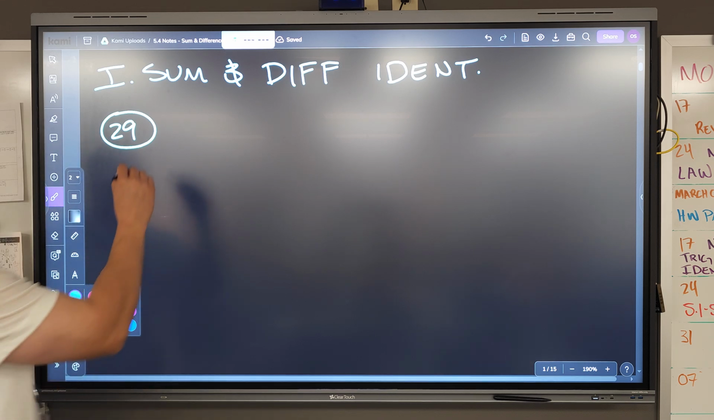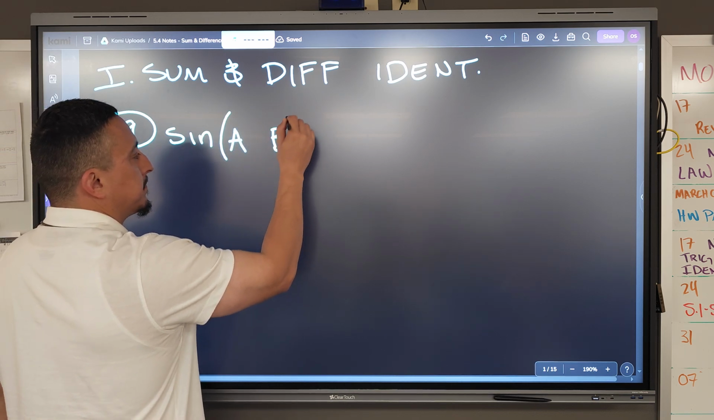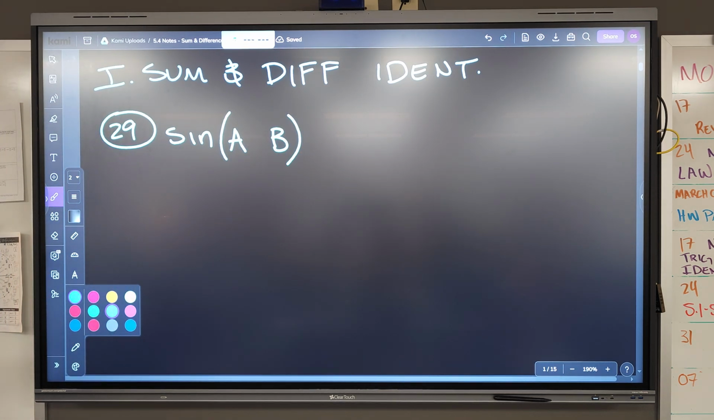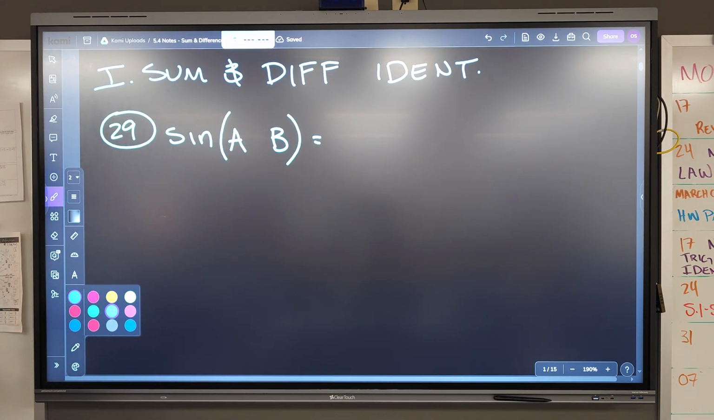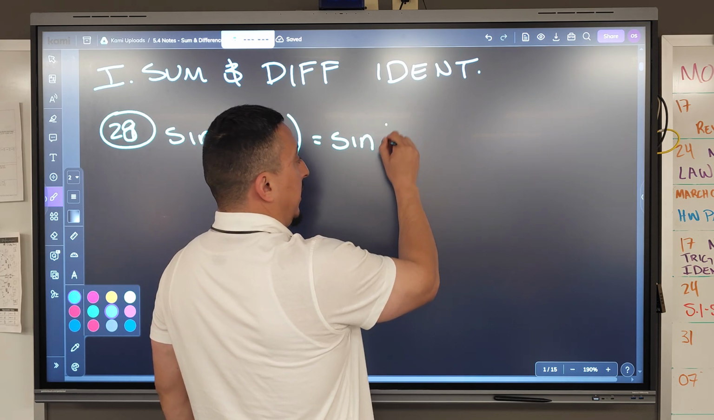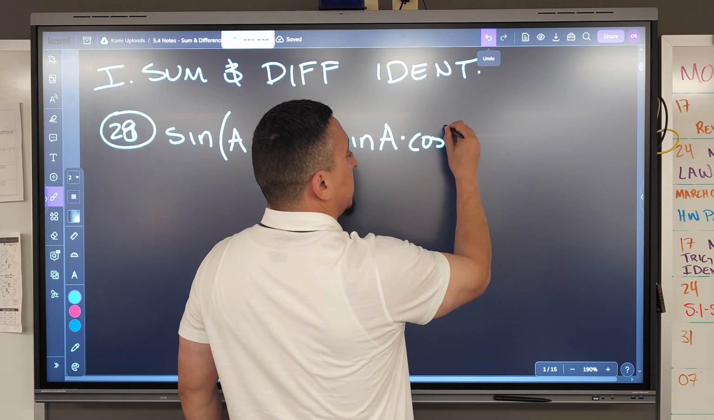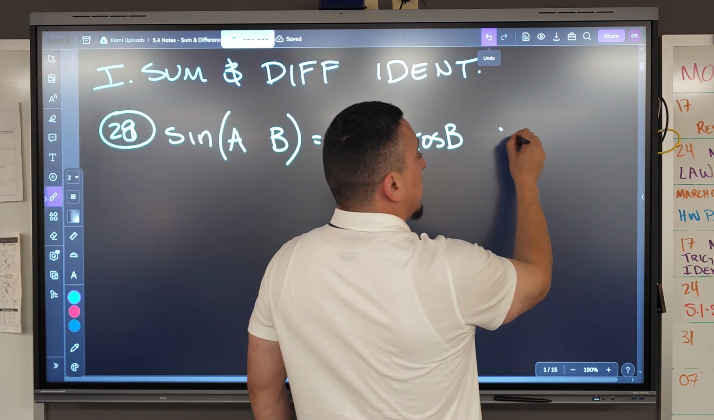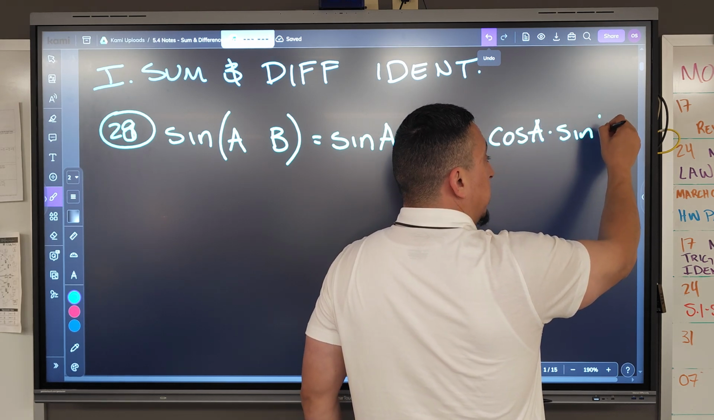Okay, so if I have the sine of A and B, if you write them as I do, then I'll explain the stuff as I write, so you understand what it means. So this is 28. It's the sine A times the cosine B, leave a little space, cosine A, sine B.